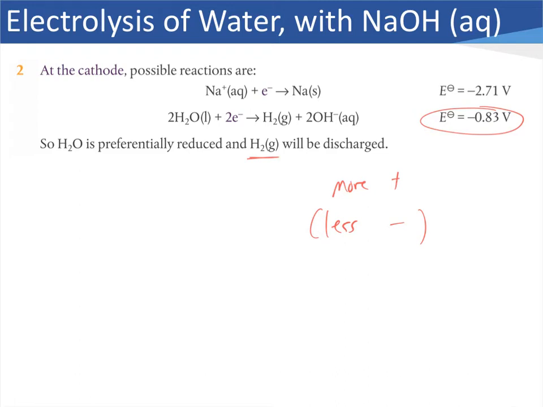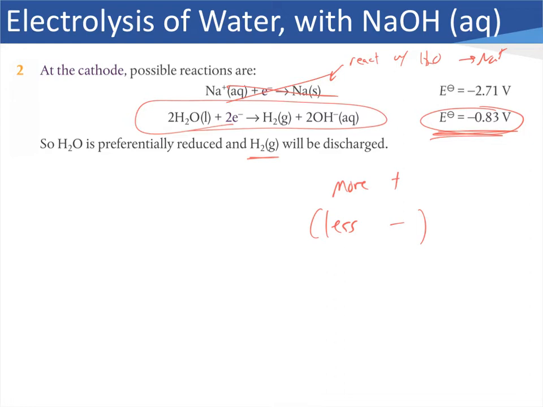So the sodium ions will not get reduced, which makes sense because as soon as the sodium metal were produced, if it were to be produced, it would react with water to form sodium ions anyway, and so that's just not going to happen. This more positive value, less negative value, is the preferred reaction, and so the hydrogen in water will be reduced to form hydrogen gas.